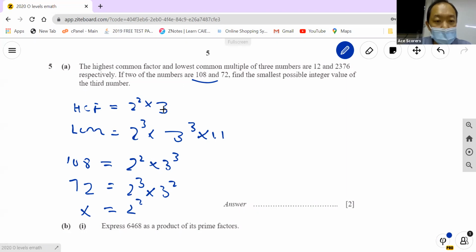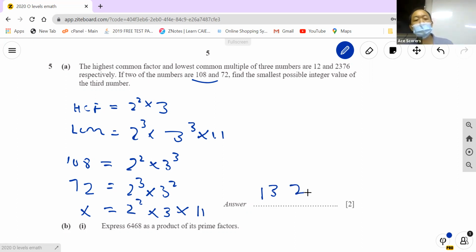Okay, next we have a 3 and a 3 cube. So this must be a 3. Okay, last there's an 11. You see the 11 is not in 1072. So there must be an 11 here as well. Hence, if you multiply out everything, you get what is it? 132. 132. Okay, you understand the logic?